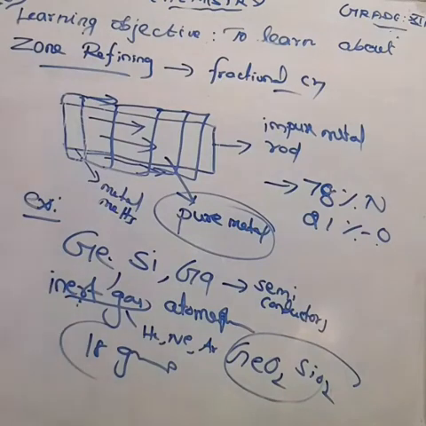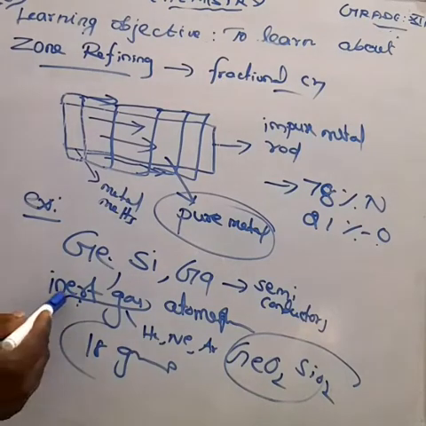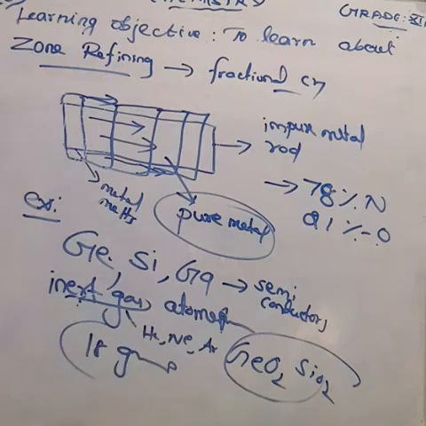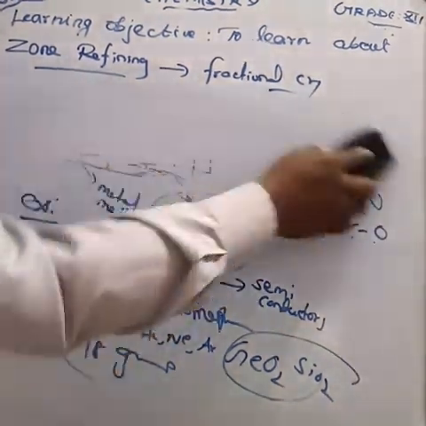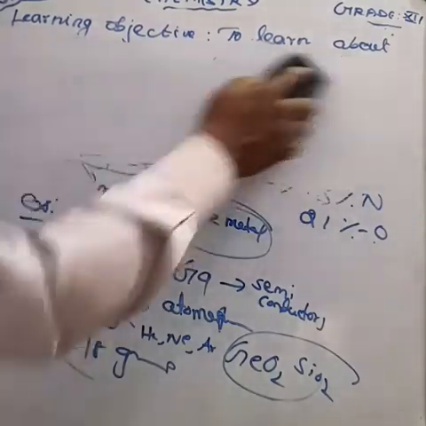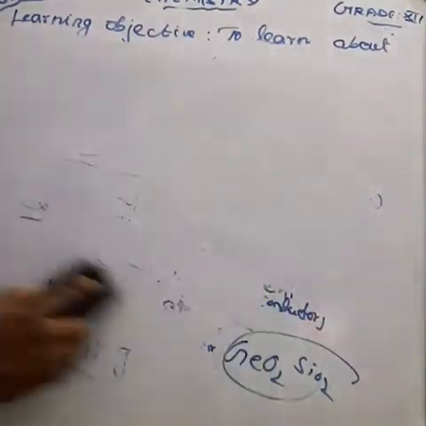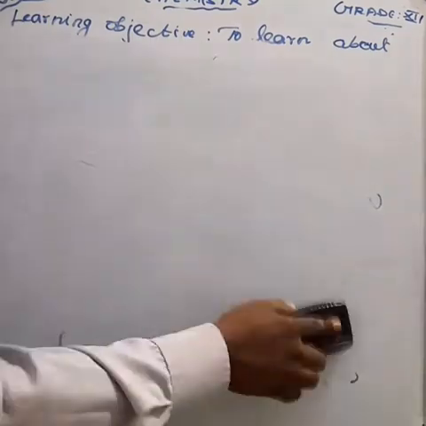Okay, this process is carried out where? In the inert gas atmosphere. Okay, so try to learn this question. Next, one of the very important questions is about the vapor phase method. Vapor phase methods, very, very important question.